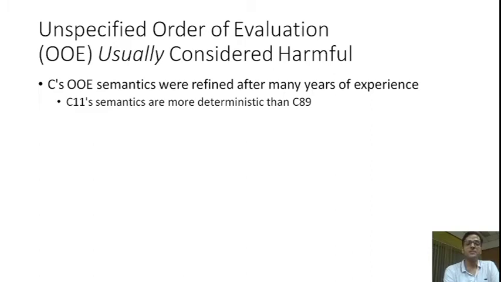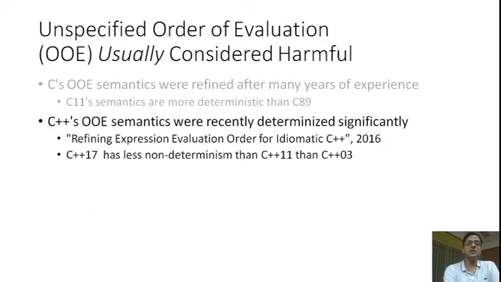In the literature, unspecified order of evaluation has been usually considered harmful. For example, C11's OOE semantics contain less non-determinism than C89's. Similarly, C++ semantics for order of evaluation or OOE have been recently determinized significantly as detailed in this 2016 paper. C++17 has significantly less non-determinism than both C++11 and C++03 in the semantics of its order of evaluation of expressions.